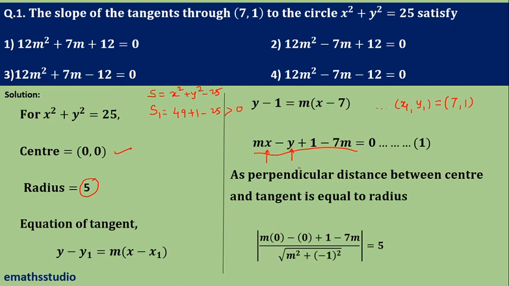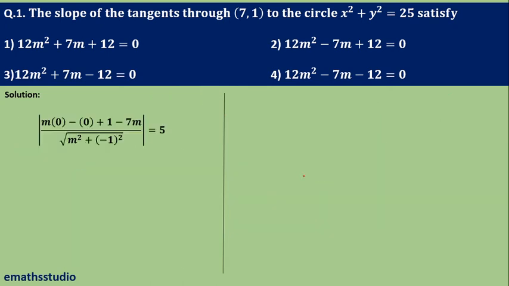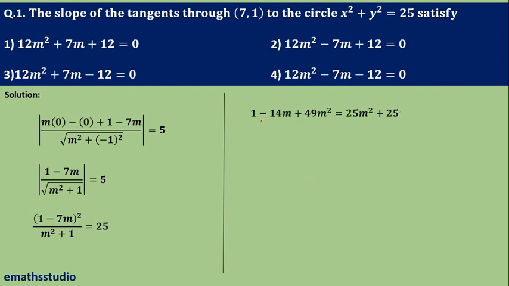Now we have to simplify this to get the values of m. In the next step, we can write this as 1 minus 7m upon root of m square plus 1 is equal to 5. Further, we can square both sides of this equation. The left hand side becomes 1 minus 7m the whole square, and the denominator is m square plus 1. Further, it can be written as 1 minus 14m plus 49m square is equal to 25 times m square plus 1. The whole denominator we have taken to the right hand side. I can write this as 24m square minus 14m minus 24 is equal to 0.